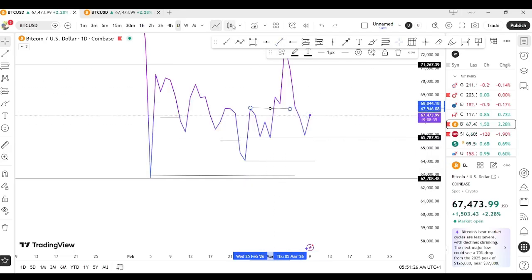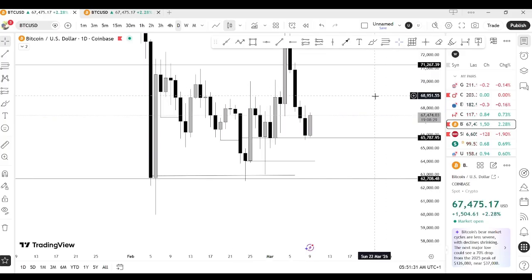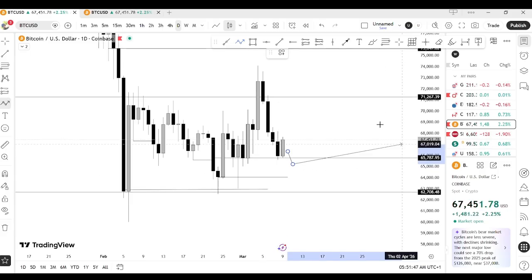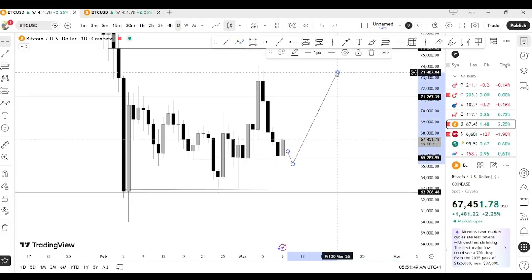You can see from a line chart. The line chart doesn't have wicks. That's why I love using it. And then it gave us another break here. Now, price is at another level here. This is another key level here. This Sunday candle and this Monday. Now, I think we might get another break.